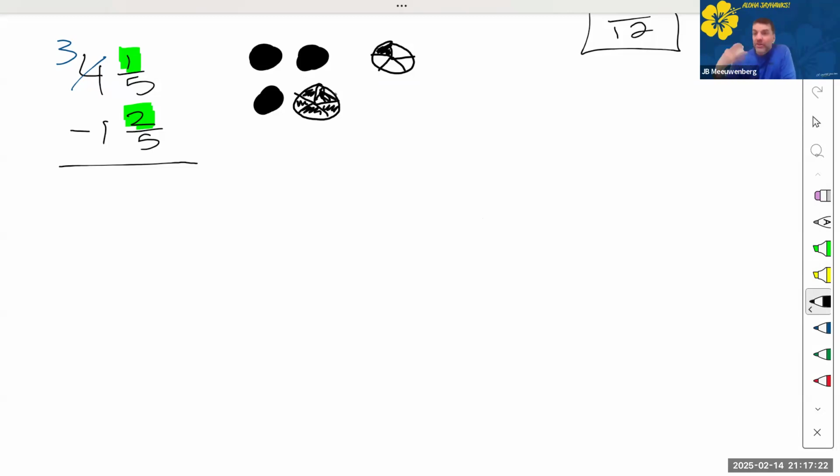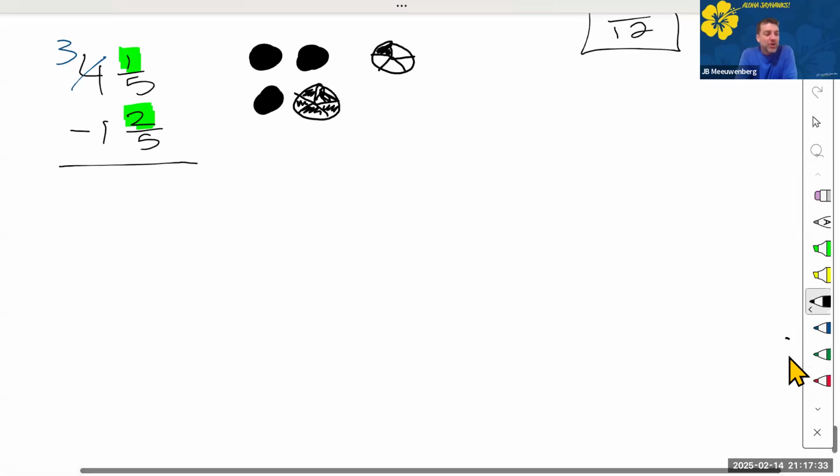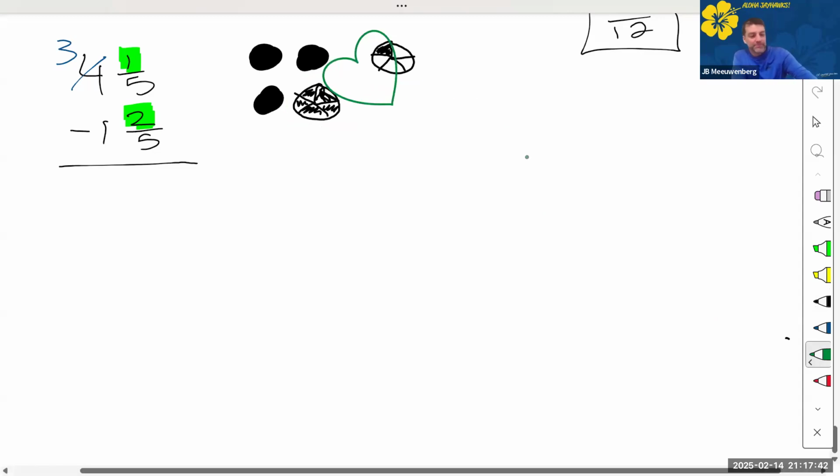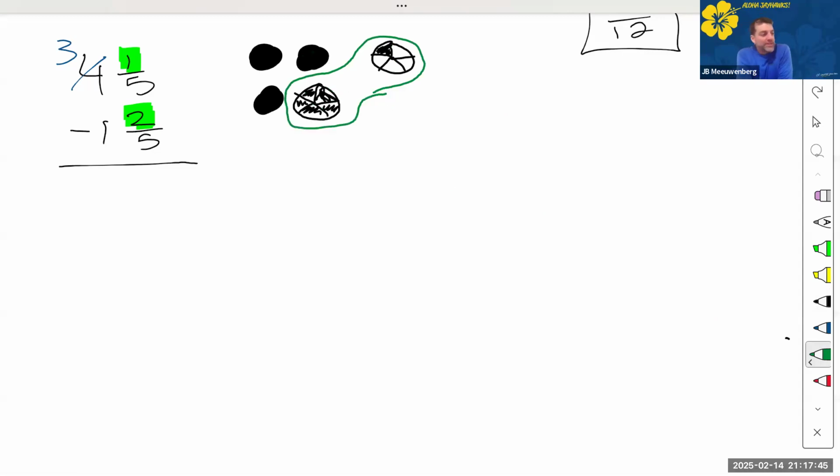You can agree that's still a completely shaded circle, agreed? It still represents one whole circle. We still have 4 circles and 1/5. But what you'll also notice is that we can do some regrouping. We can look at these things in a slightly different way. We still have our 3 whole circles, but this right here, if we think about it in terms of an improper fraction, that would represent 6/5.